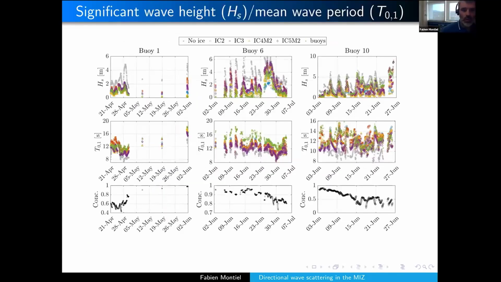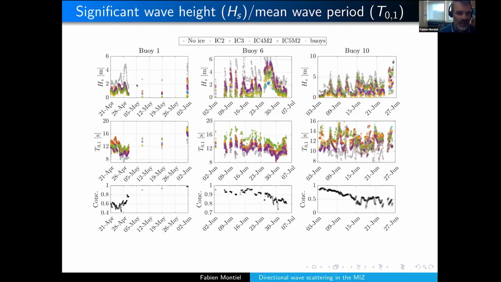So here I'm just showing some selected results for just 3 wave buoys and 4 models, so 4 parameterizations: IC2, IC3, IC4M2, and IC5M2, which were not chosen for a very specific reason, apart from that they span a range of different types of parameterizations. We also include a no ice run. Obviously, the no ice run consistently has higher significant wave heights because there is no attenuation of the waves, and it's reassuring to see that when you include the ice, both in the model and the data, we have less energy. So indeed, the ice attenuates the waves.